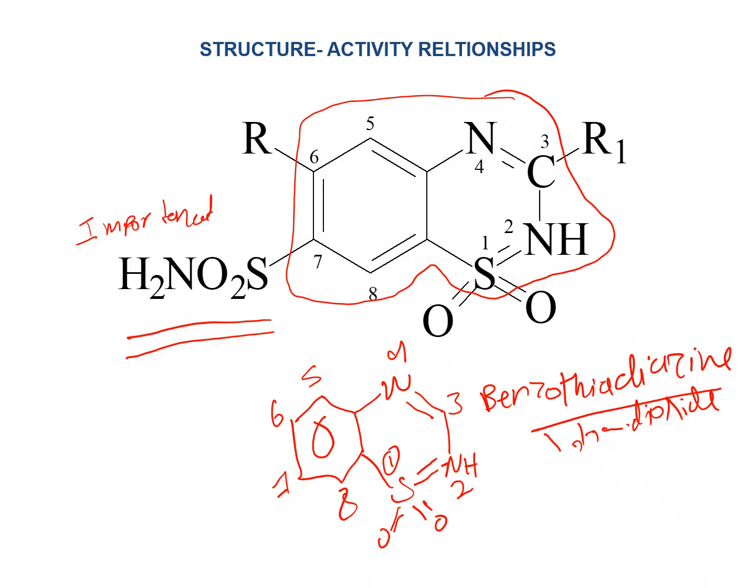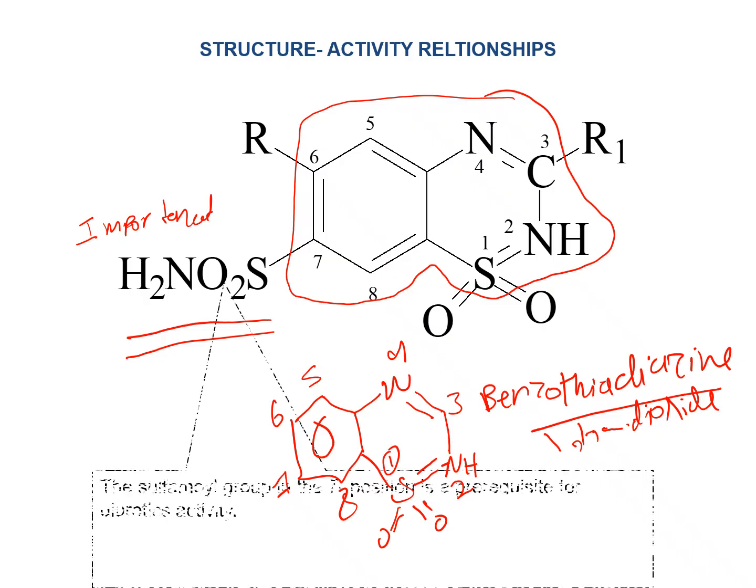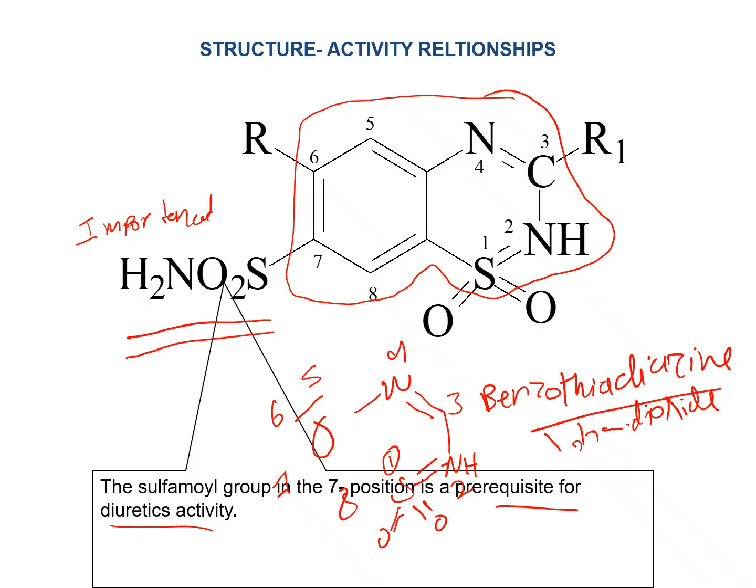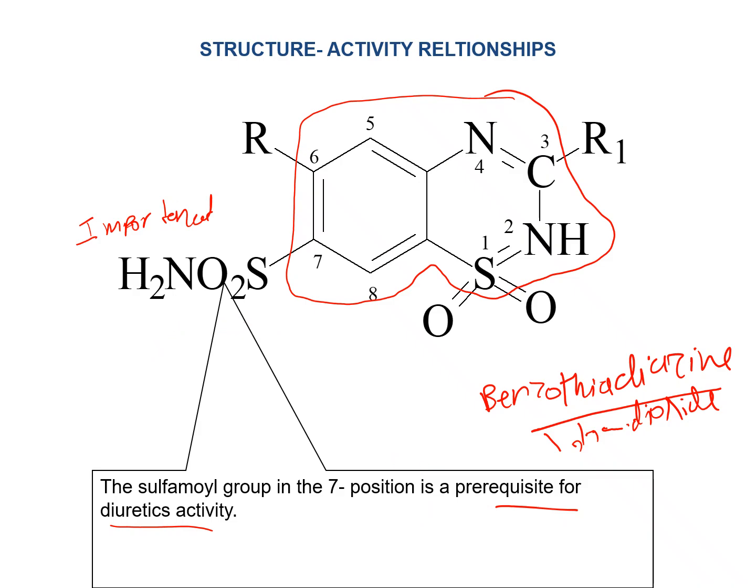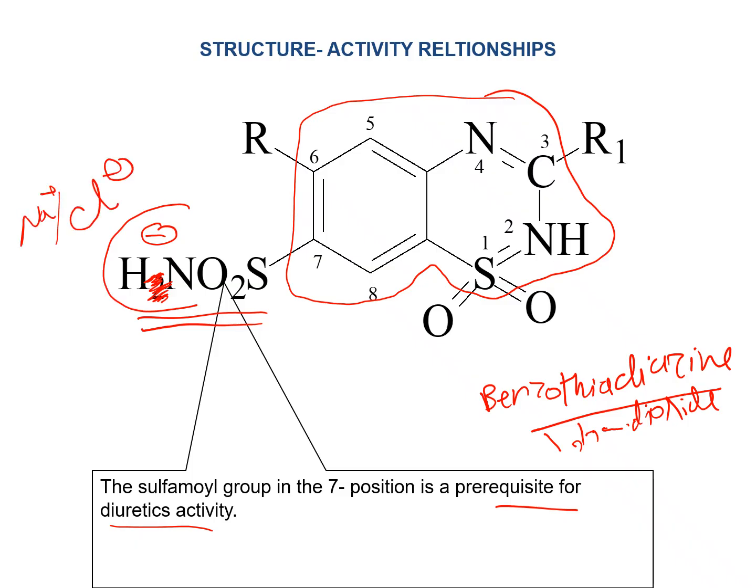That sulfamide is essential for the binding, and the sulfamide group in the 7th position is a prerequisite for diuretic activity. So you must have the prerequisite sulfamide in that position to be able to have a binding of these compounds to the sodium chloride co-transporters. So these sulfonamides are believed at physiological pH to have a negative charge. So there will be one hydrogen loss to create a negative charge, and that binds also the chloride binding site in these sodium chloride transporters or co-transporters. So this is very essential to have the sulfonamide.